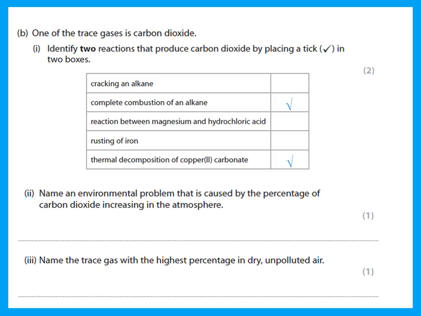Name an environmental problem that is caused by the percentage of carbon dioxide increasing in the atmosphere. If we have too much carbon dioxide, this leads to global warming because we said carbon dioxide is a greenhouse gas. Name the trace gas with the highest percentage. The word trace gas means the gas in a very small amount. But he wants the one with the highest percentage, so the one that is not very much, but with a high percentage, is argon, because argon makes up 0.9% of air.